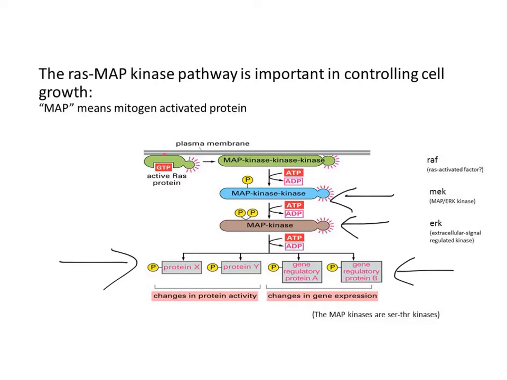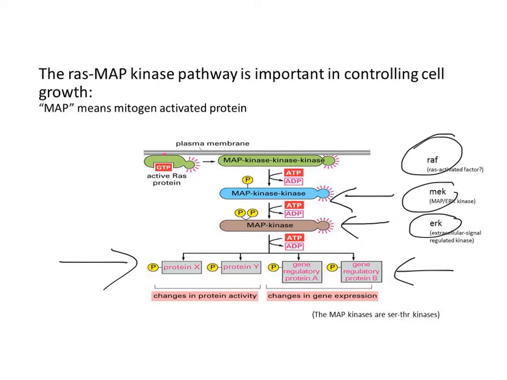Now, the MAP kinase kinase kinase was originally identified and named RAF, and the MAP kinase kinase was originally named MEK, or MAP ERK kinase, and the MAP kinase was originally called ERK, which was extracellular signal regulated kinase. Once these kinases were identified as all being in the same pathway, they were ultimately renamed MAP kinase kinase kinase, MAP kinase kinase, and MAP kinase to simplify this particular transduction pathway.